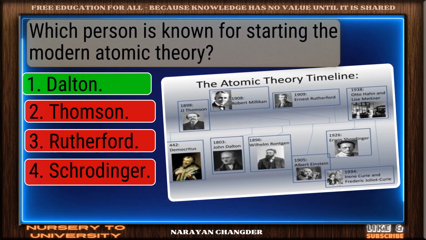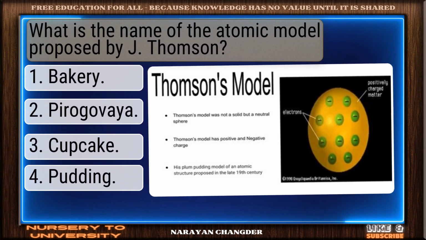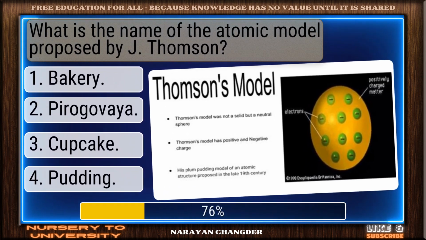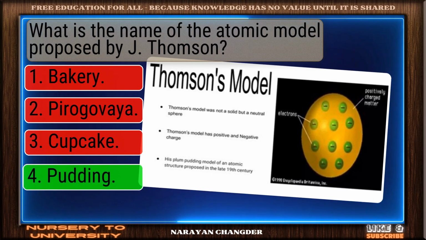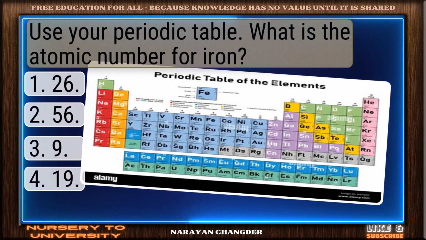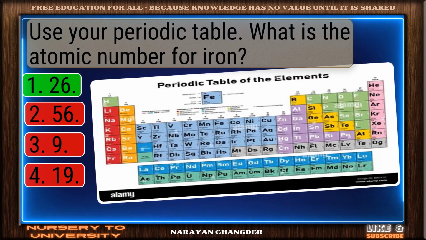Excellent choice. Dalton is the right answer. What is the name of the atomic model proposed by J. J. Thomson? You're right. Pudding is the correct answer. Use your periodic table. What is the atomic number for iron? Bravo, 26 is the answer.